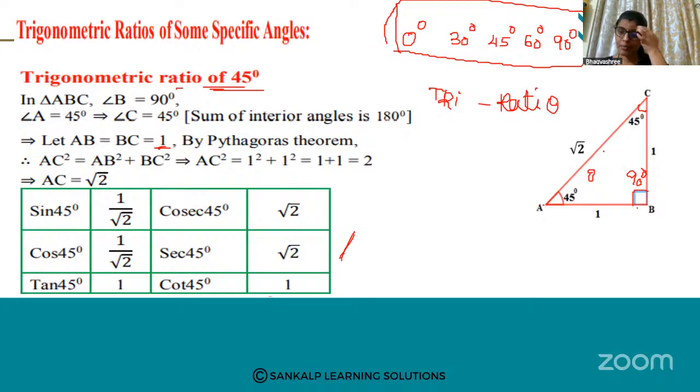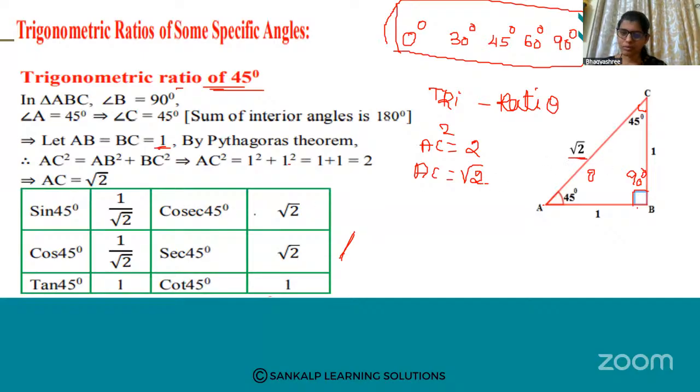Again consider Pythagoras theorem. AC square is equal to AB square plus BC square. AC square is equal to AB value 1 square plus 1 square. That is, 1 square is 1 only. 1 square is 1, so 1 plus 1 is 2. AC square is equal to 2. Then what is the value of AC? Square root of 2. So AC value is root 2.